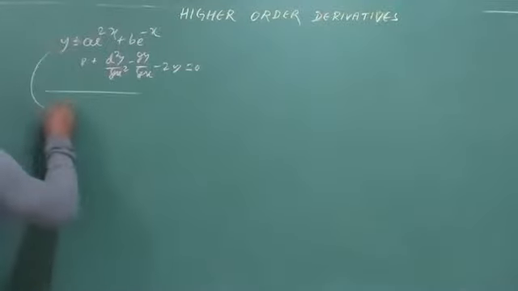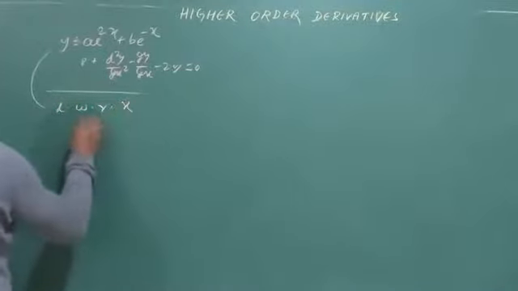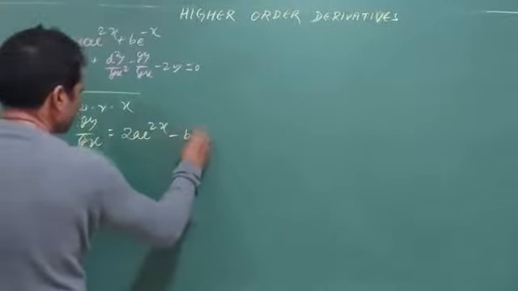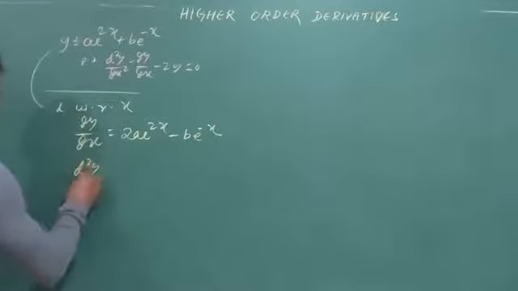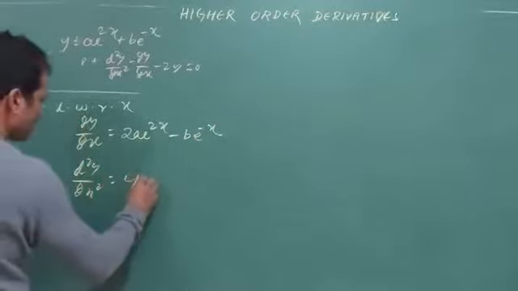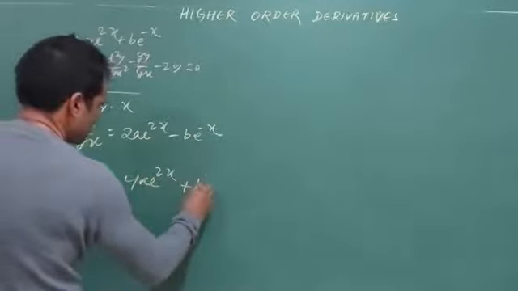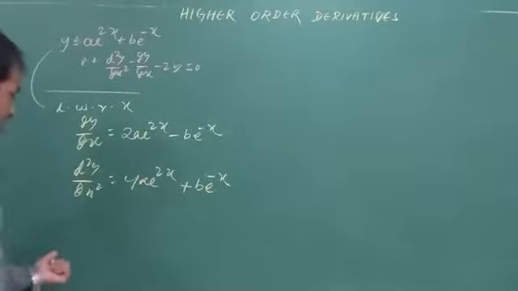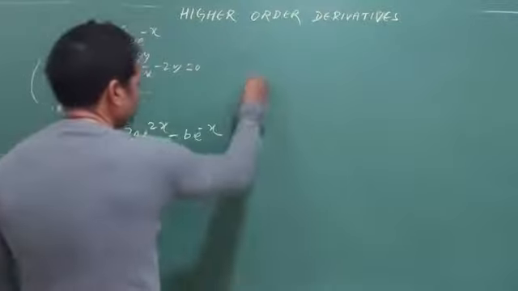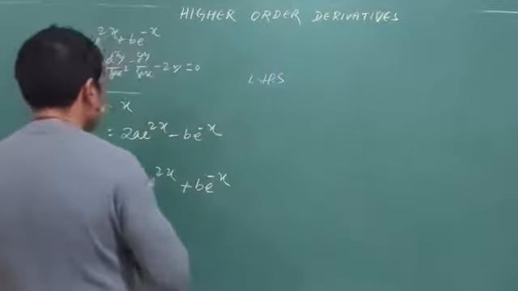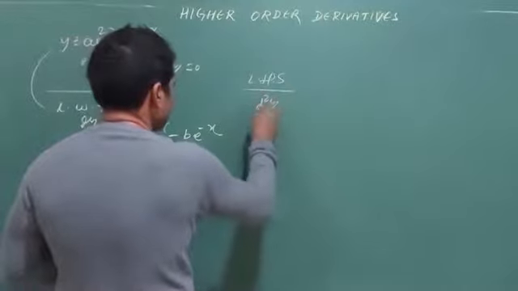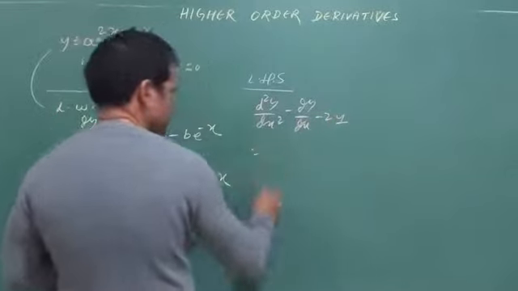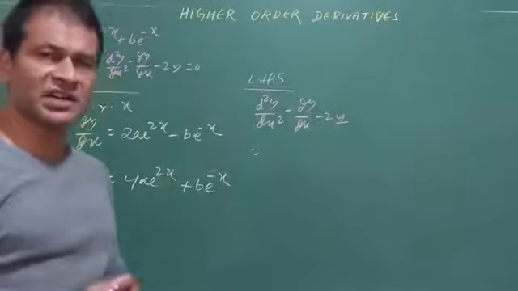If I go for the derivative, differentiating with respect to x, dy by dx is 2a e to the power 2x minus b e to the power minus x, d2y by dx2 is 4a e to the power 2x plus b e to the power minus x. You see, I didn't get the answer. So in this case, I will go to the LHS of the proof. What is that? d2y by dx2 minus dy by dx minus 2y. Each and every question you can do by this method, but this will be lengthy.